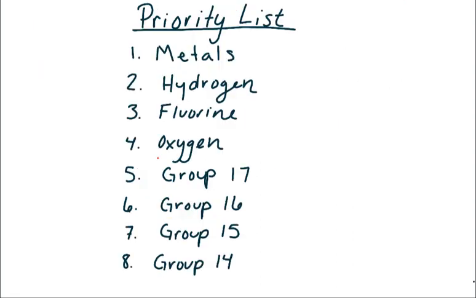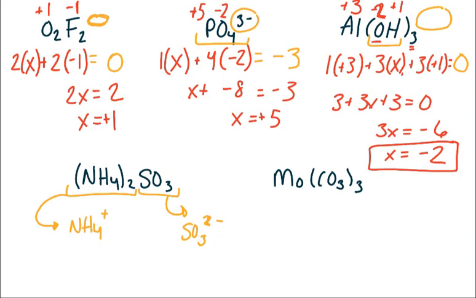So we go back to our list and we see that nitrogen is in group 15 and hydrogen is way up here at number 2. So hydrogen will have priority. So our hydrogen having priority will take a +1 charge. We have 4 hydrogens times that +1 charge. We have only 1 nitrogen. We don't know what its charge is. And since it's an ion, its charge goes right here. So the x is equal to -3.